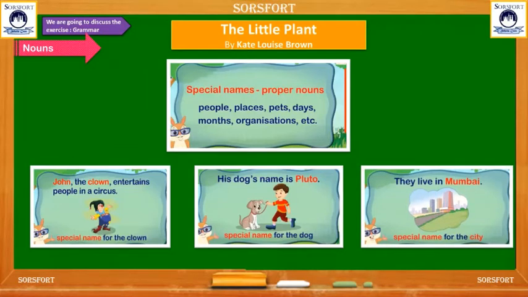Live in Mumbai. Now I'm telling about the city name. This is the special name of a city. So Mumbai is a proper noun. So now you can understand, we can tell the proper name of a person, proper name of an animal, proper name of a city, or a proper name of an object. So these are proper nouns.